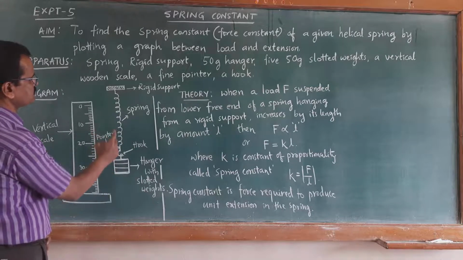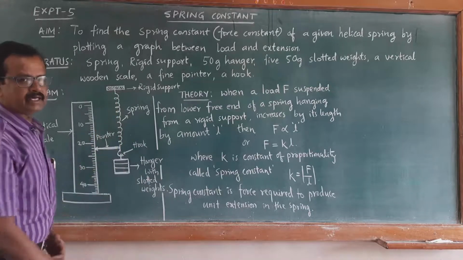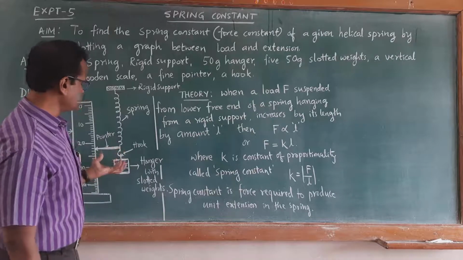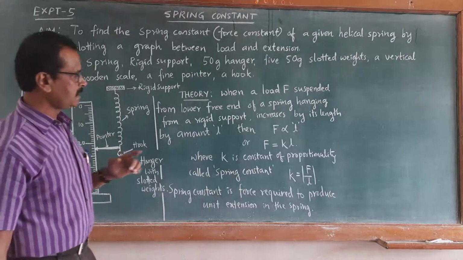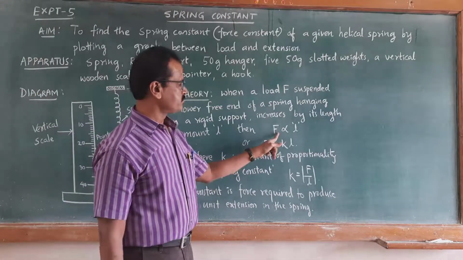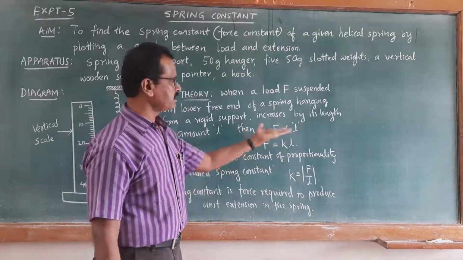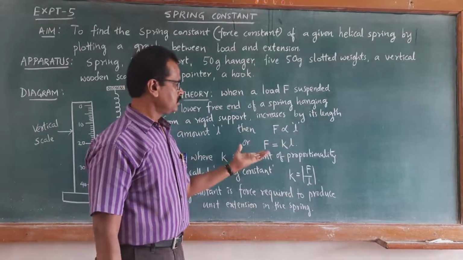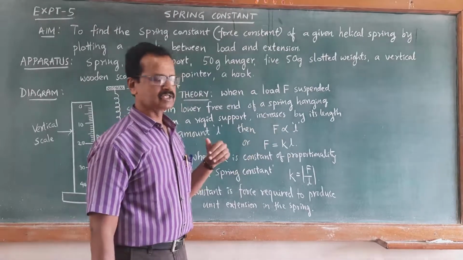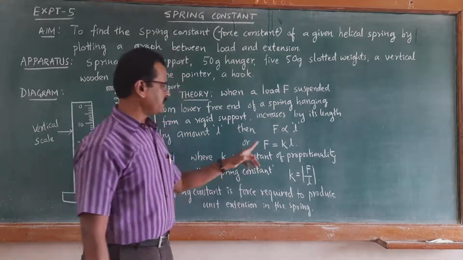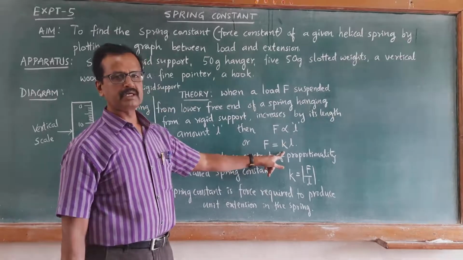The spring force is the restoring force acting towards the rigid support. It is always in the opposite direction of the load. Therefore, this restoring force is directly proportional to L, or in other words, load is directly proportional to L. More the load, more is the extension. So thus we get a constant of proportionality K.